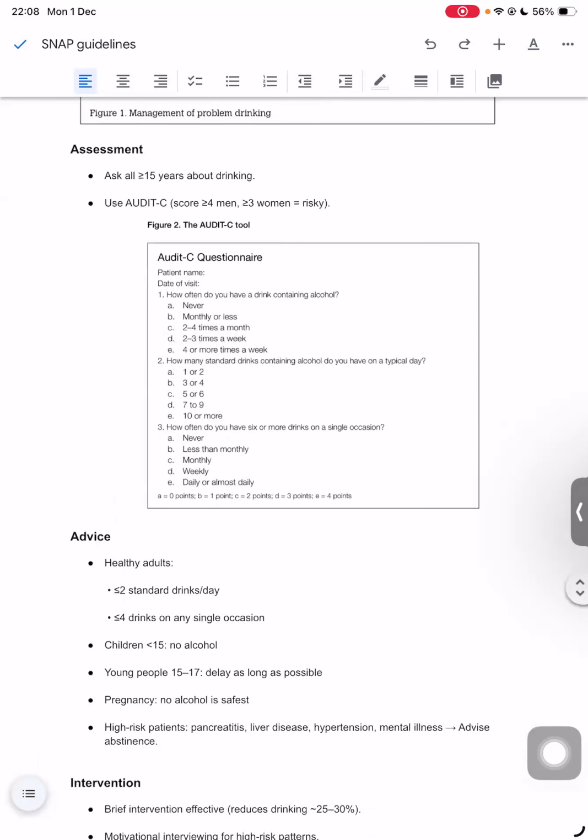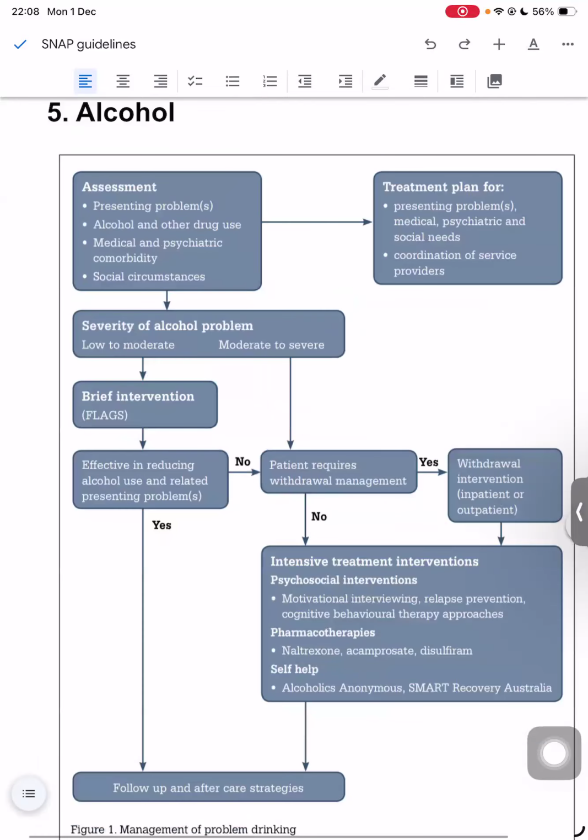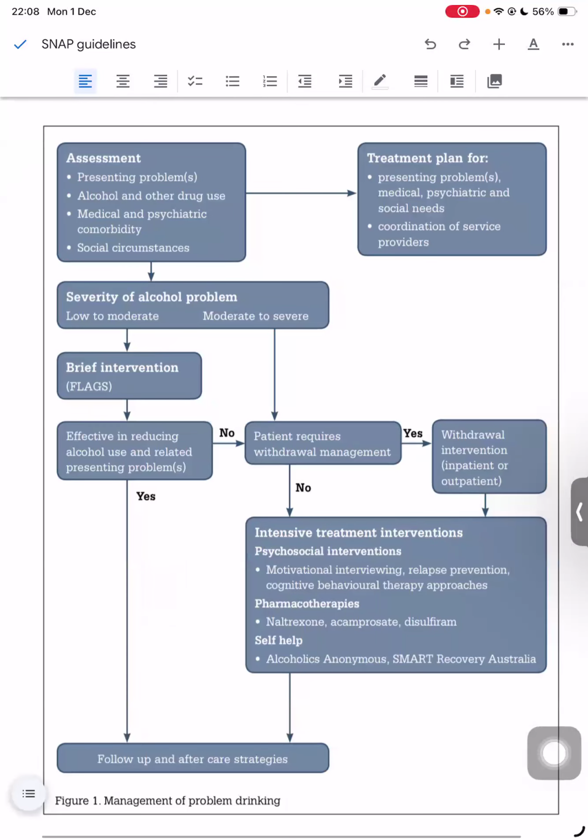This is also from the RACGP, another alcohol dependence article. I took it from here. The same thing: assessment, presenting problem, alcohol and other drug use, medical and psychiatric comorbidities, social circumstances. Then we have to assess the severity of the alcohol problem. If it is low to moderate, we can do the brief intervention, that means motivational interviewing, those kinds of things.